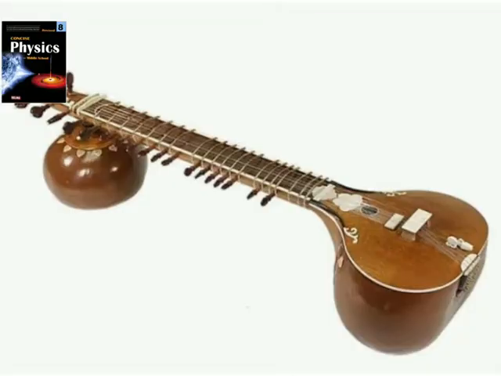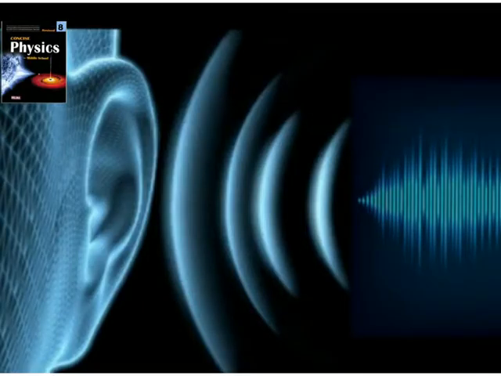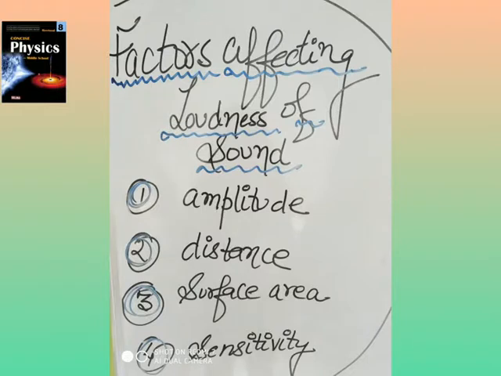Let us do one example. If you gently pluck the string of a sitar or guitar, a soft sound is heard. But if you pluck the string hard, it gets displaced from its rest position. That is, its amplitude of vibration increases and so a loud sound is heard. Now, the factors affecting the loudness of sound. Number 1, amplitude. Number 2, distance. Number 3, surface area. And number 4 is sensitivity.